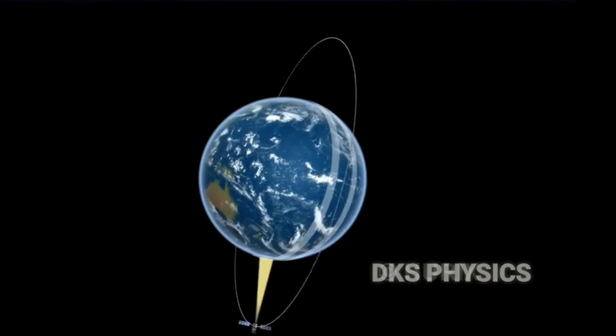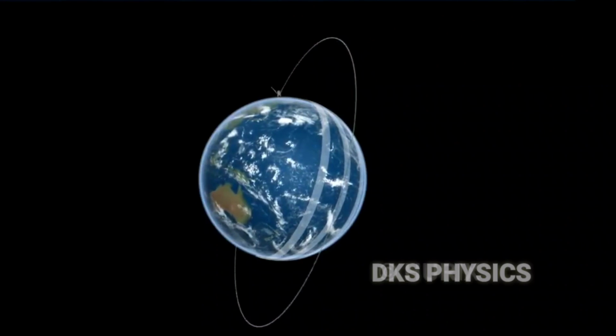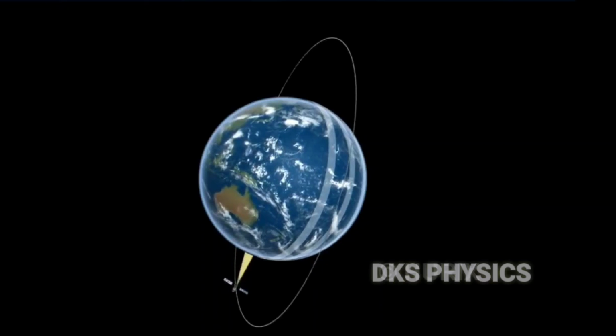Polar satellites are particularly used to study polar and equatorial regions and are used in meteorology, remote sensing, and environmental studies.